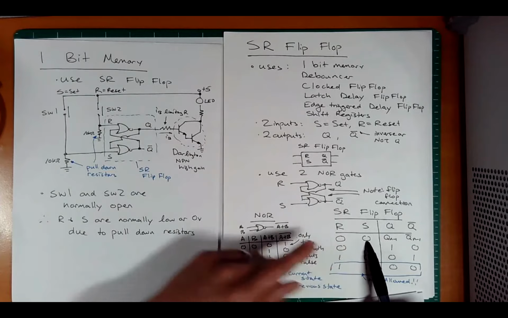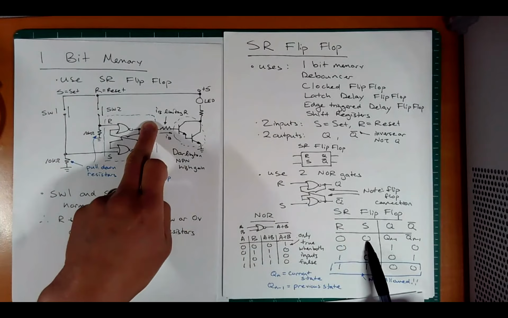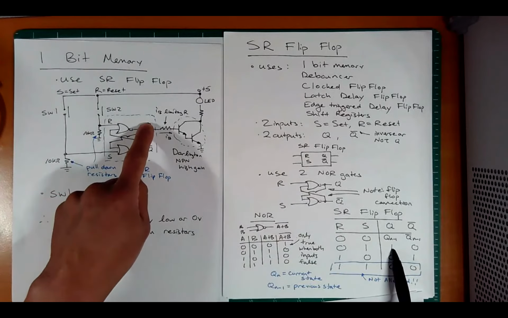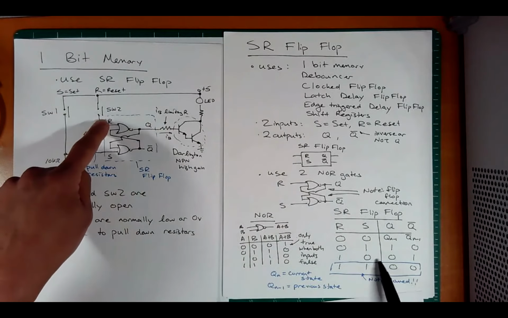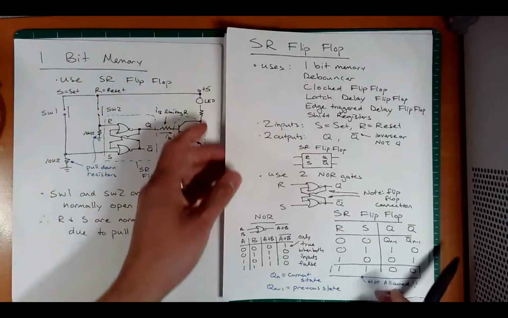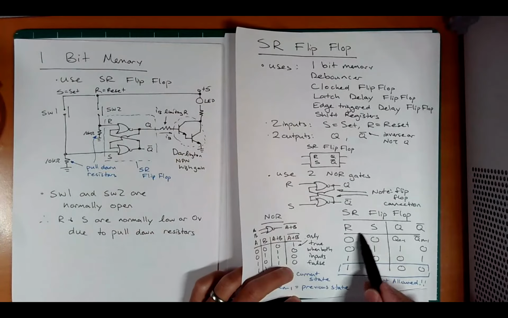So if you have 0, 0 on the inputs here, the output is whatever it was previously. If I hit set, the output goes high. When I say the output, I mean Q, right? And when I hit reset, the output goes low. And the Q bar is just the opposite. Now, we'll also show that 1, 1 is not allowed. It's not a desirable state. So we really try to avoid doing 1 and 1, for the reasons of unpredictability, and it erases the memory, okay?